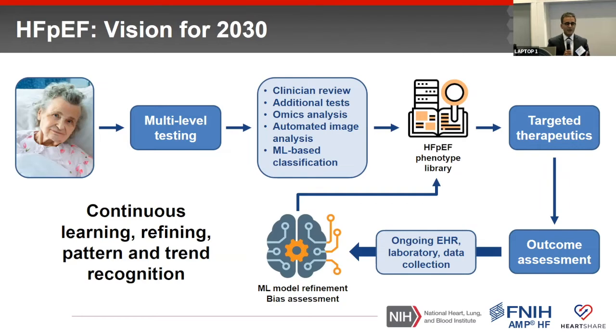So ongoing EHR laboratory outcome data collection. Now we can refine the machine learning model. Now we can evaluate for bias assessment. We heard a little bit about this before, but this is a huge issue, bias in machine learning models. And then this adds to the HFpEF phenotype library. So it's this continuous learning, continuous refining, pattern and trend recognition.